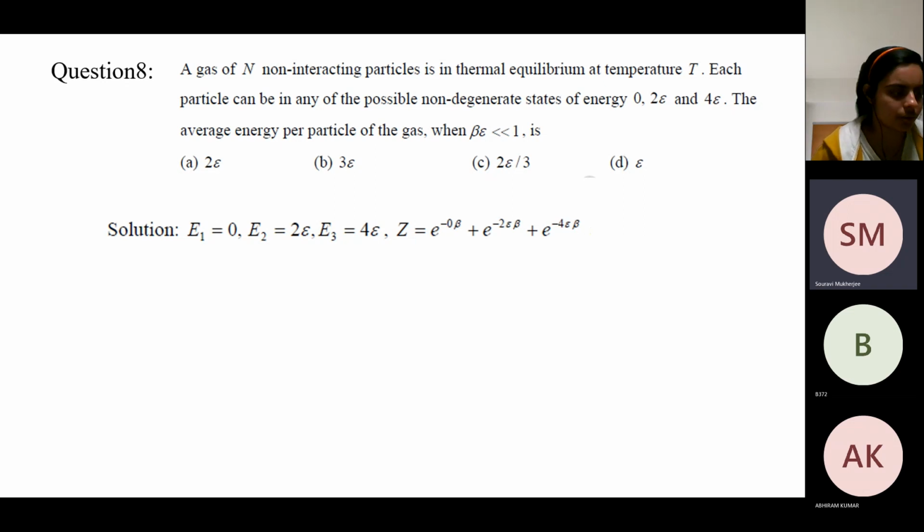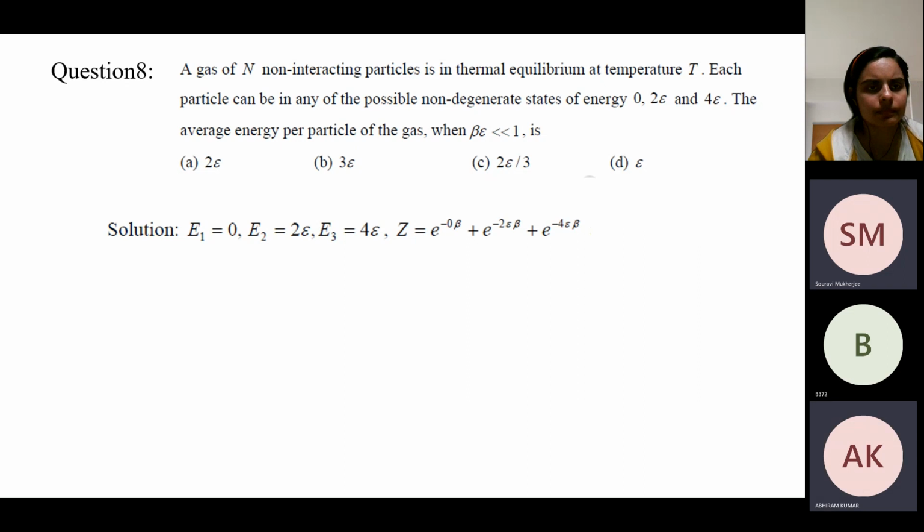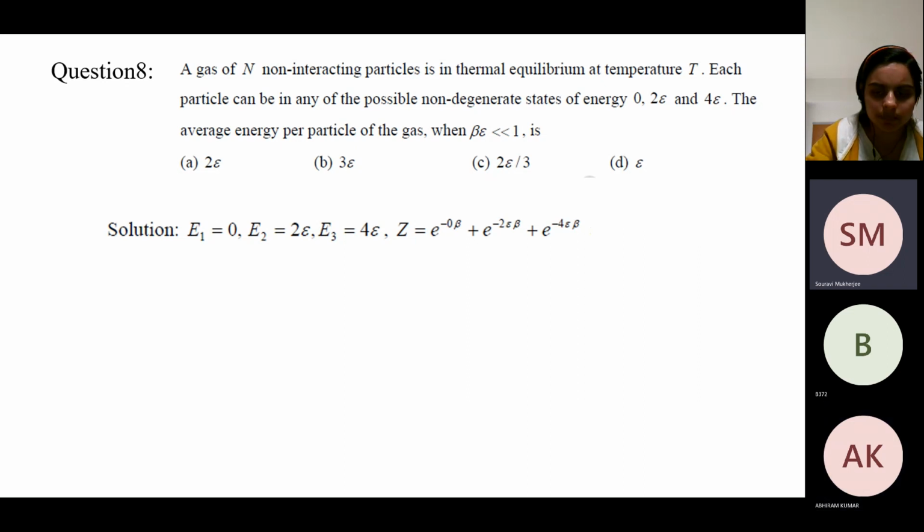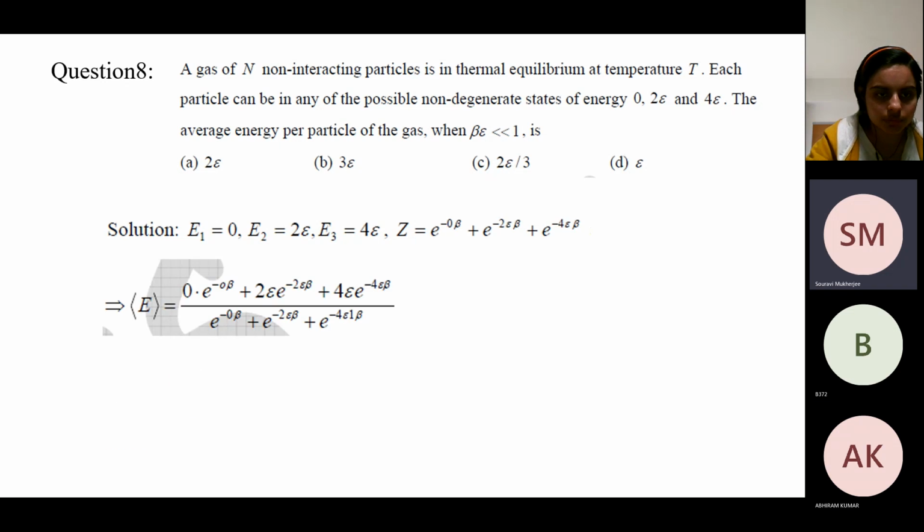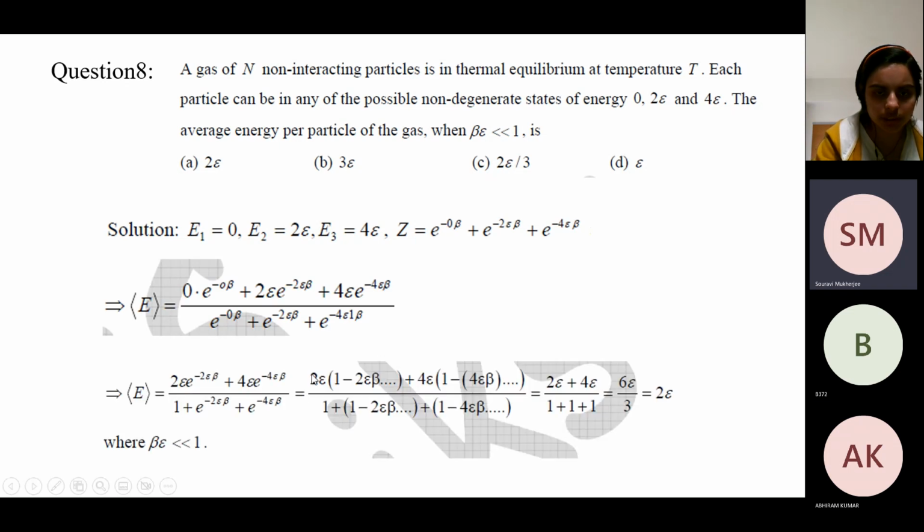Should I share the solution? Yes, it takes more time. Okay, so what we are doing here is expanding each of the terms, and then it's just mere simplification, which gives us the result as 2 epsilon. Is this thing clear? Yes. Okay.